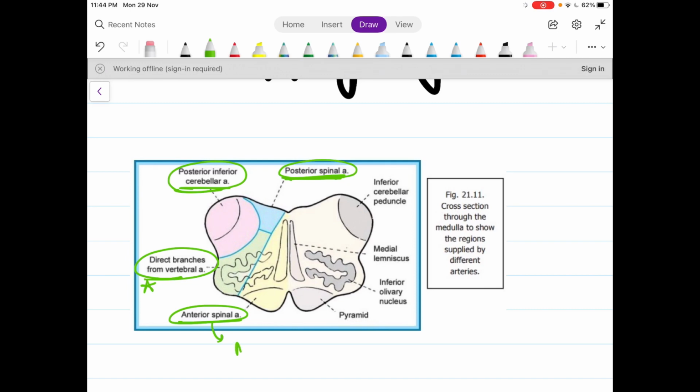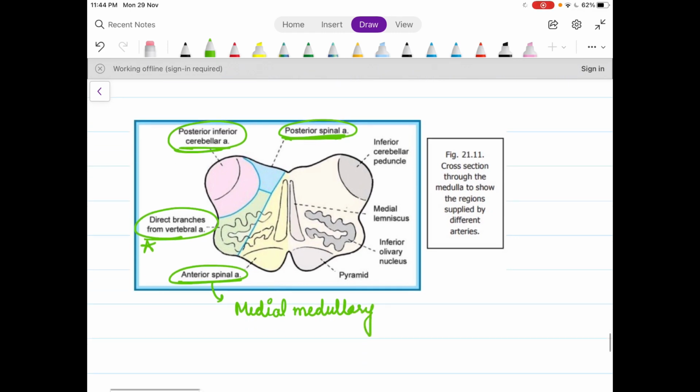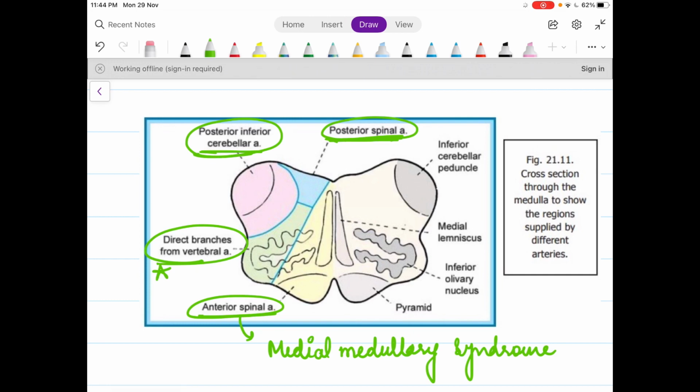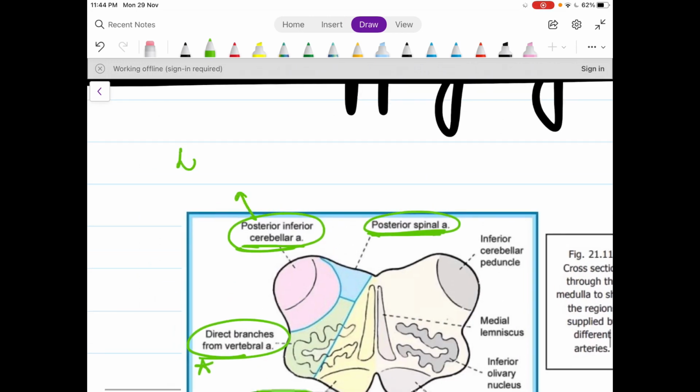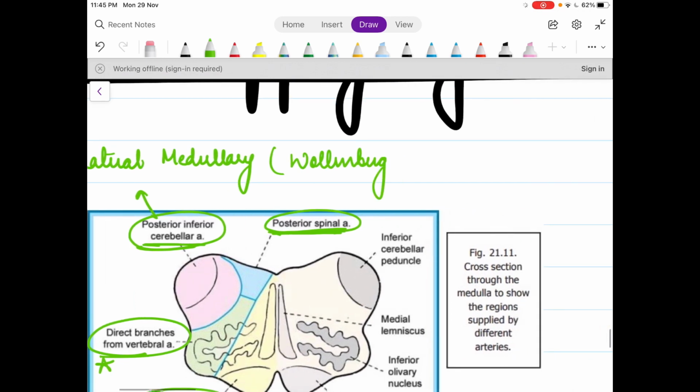Anterior spinal artery thrombosis gives rise to medial medullary syndrome, causing problems in pyramids, hypoglossal nerve, etc. We'll discuss these brainstem stroke syndromes later in the next video. And the posterior inferior cerebellar artery thrombosis will give rise to lateral medullary syndrome or the Wallenberg syndrome, giving rise to crossed hemianesthesia, Horner syndrome, etc.